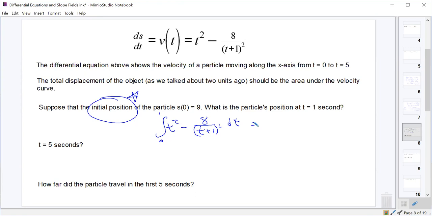So what's this integral going to become? 0 to 1. What is the integral of this? 1/3 t cubed. Okay. What about the second part?